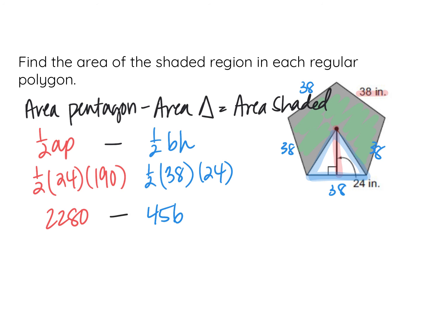And so I'm just going to subtract those two to get my total area shaded. And that gives me 1,824 square inches. So again, that would be the area of the gray, the shaded region.